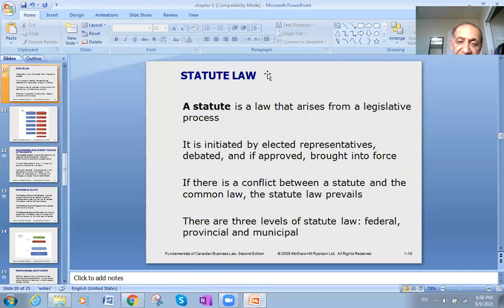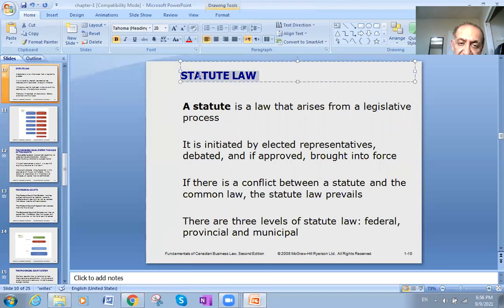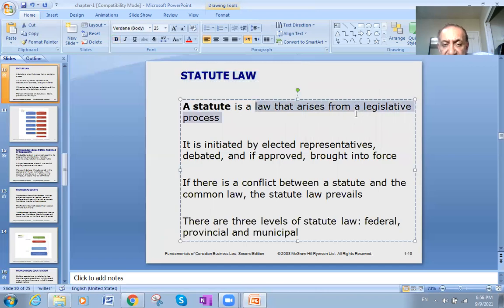Okay, the second part of law is the statute law. Statute is a law that arises from legislative process. It is initiated by elected representatives, debated, and approved, then brought into force. If there is conflict between a statute and the common law, the statute law prevails. So the statute law is stronger than the common law.